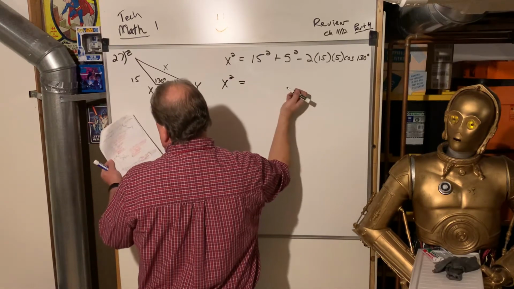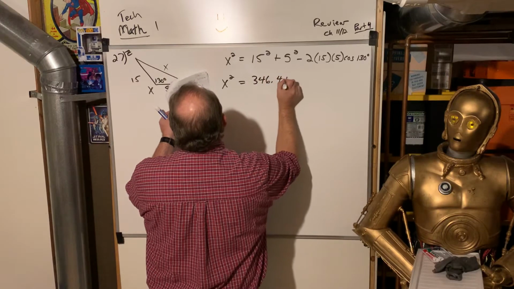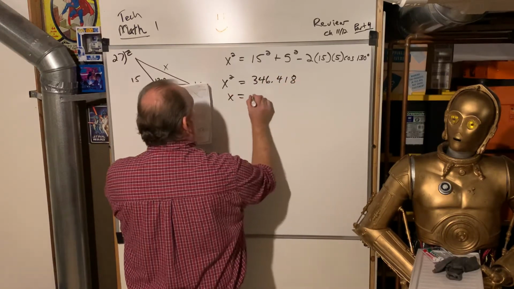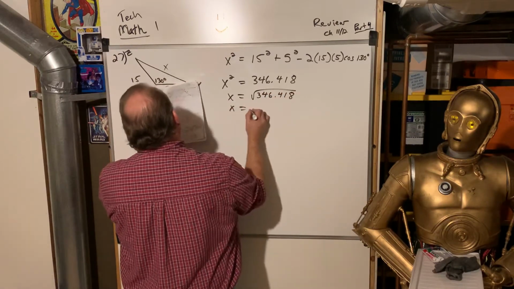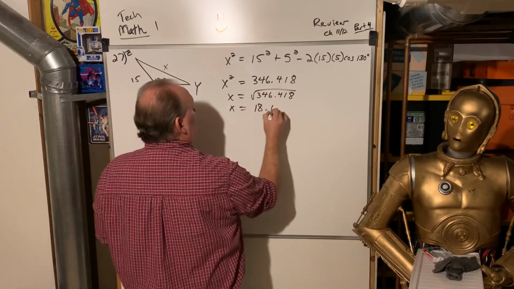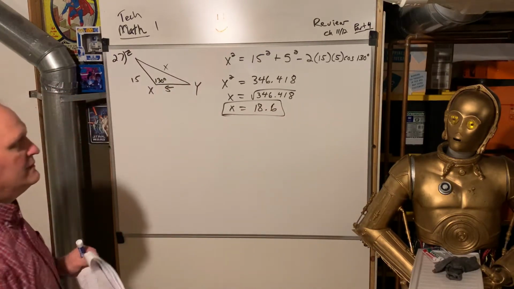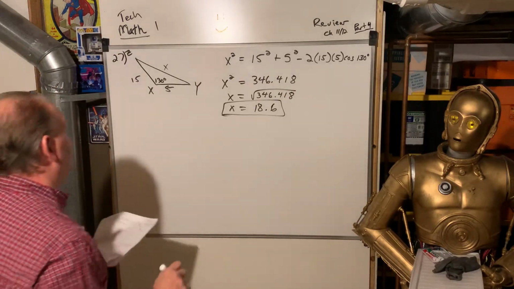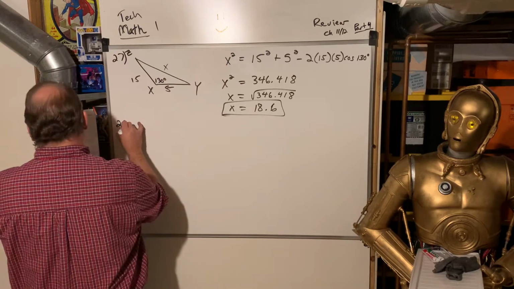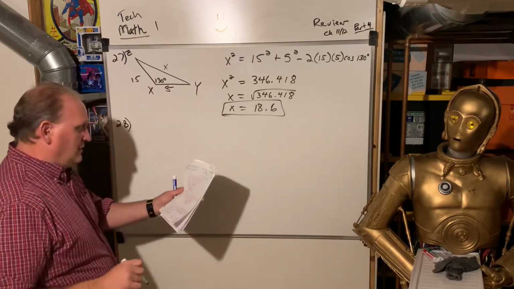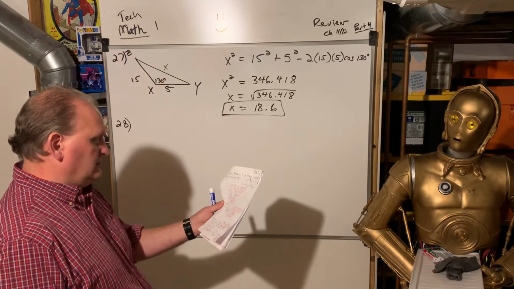So again, you just type all of that in, hit enter, and you end up with 346.418, and then take the square root. And that is 18.6. So a little easier, right? That was easier than finding an angle. Angle is a little more involved. All right, so now 28, they ask a whole ton of stuff for us to do.